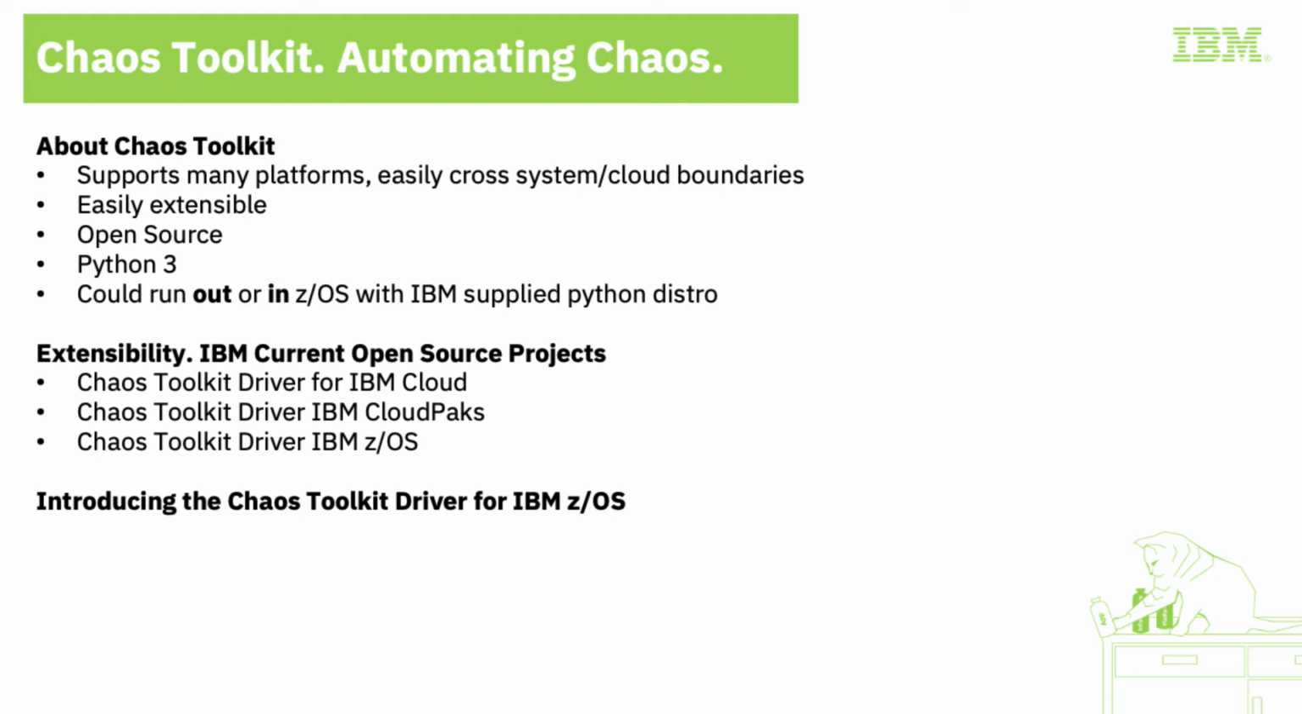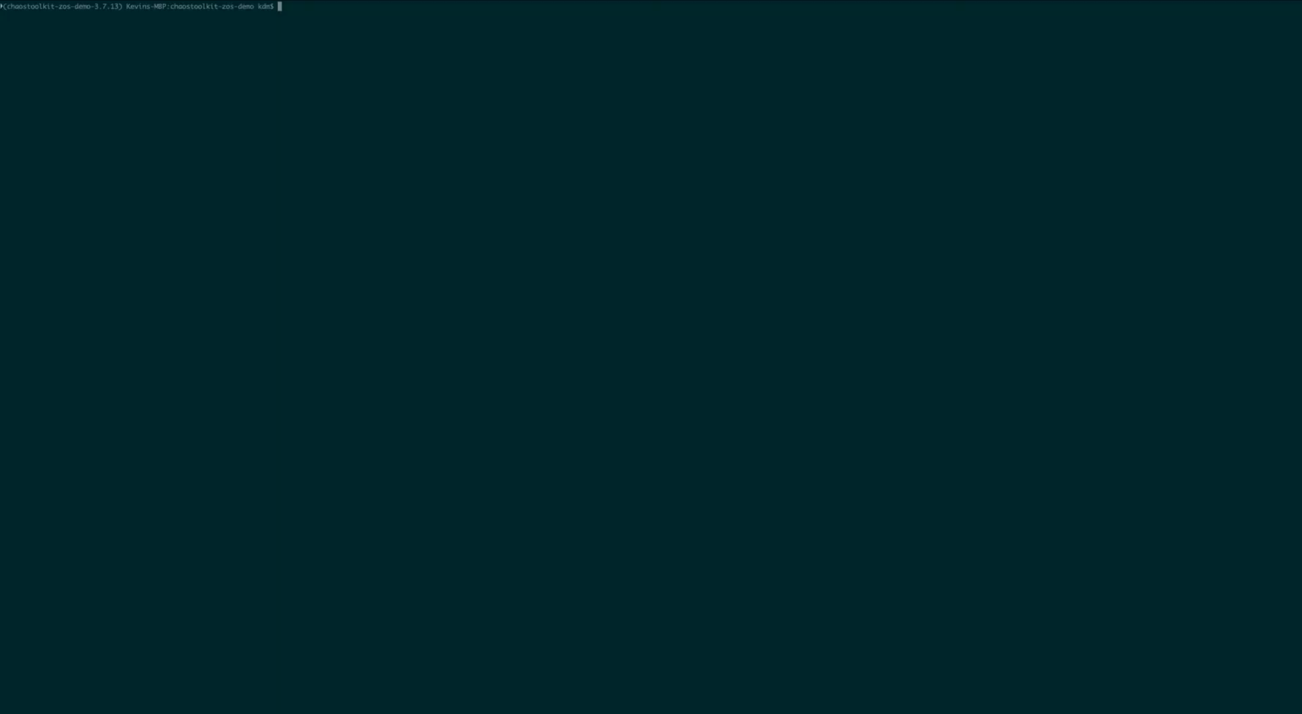The Chaos Toolkit is written in Python, and it will run anywhere Python will run. I'm going to do this demo on a Mac. If you have Windows, I'd suggest using the Windows Subsystem for Linux to do this, as Python and native Windows sometimes interact in mysterious ways. I've already created a directory and a virtual environment for demonstration purposes.